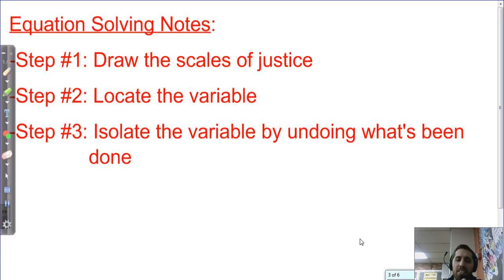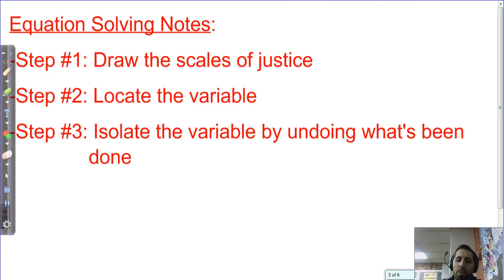Just like with real scales, if you're going to add something really heavy to the right side, like Mr. Schwartz, then you better add something really heavy with the same weight, like a hippopotamus, to have it stay balanced. So anything we do to the right, we must do to the left, and we'll do the same thing to both sides to make sure that it maintains that balance.